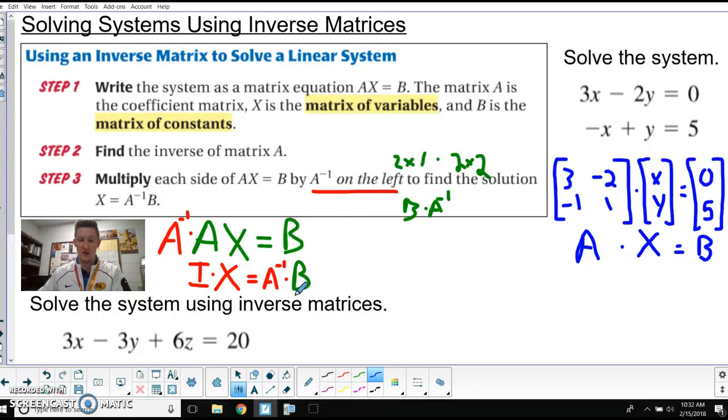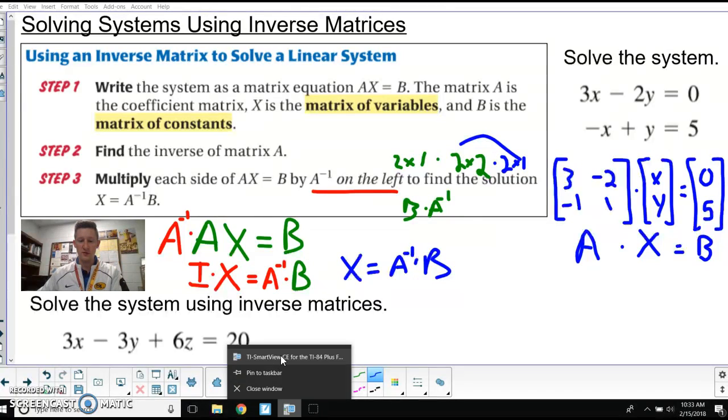The neat thing is that when I'm done with this, X, which is this coefficient matrix, is going to equal whatever I get when I take A inverse times B. If I do that correctly, it'll be a 2 by 2 times a 2 by 1, and my result is going to be another 2 by 1 matrix. Hopefully that makes sense algebraically. Let me show you how it works in the calculator.